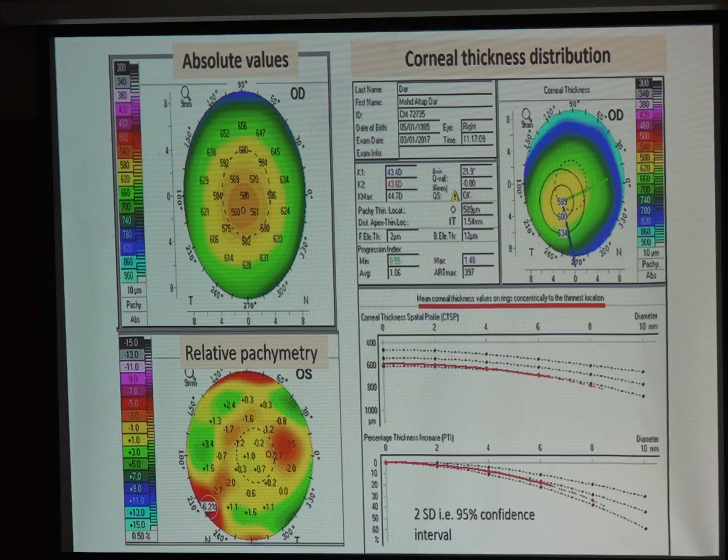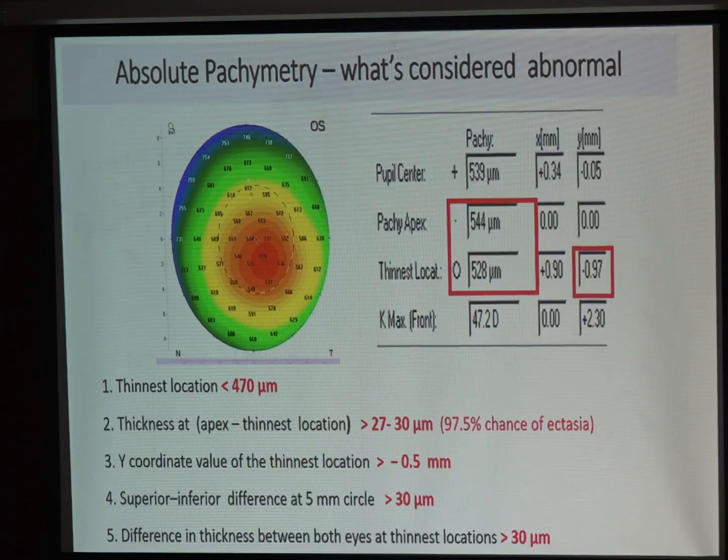So you see at the bottom, as it's going down, the corneal thickness is increasing. If there is any area of irregularity in between, there will be some dips or waves, like an ECG wave. So if it's normal, it's a normal distribution, right? Now, why this is okay, I'll come to that later. Now, what is considered abnormal? So there are multiple things.